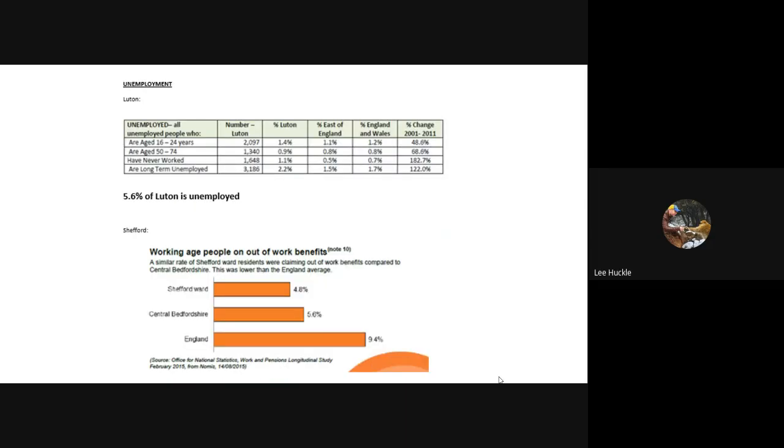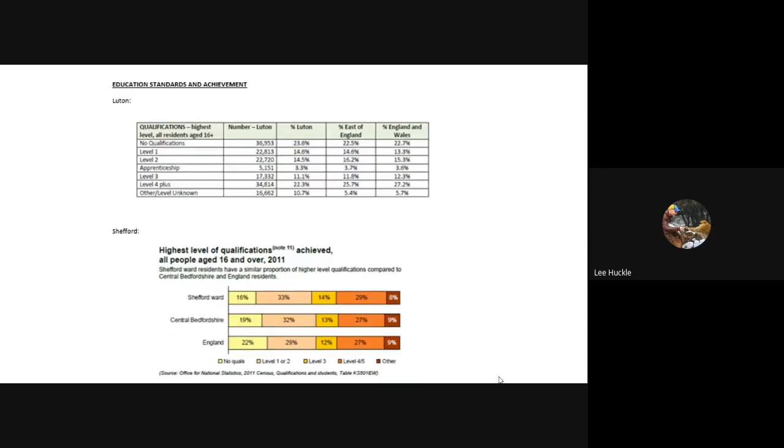You then looked at unemployment of Luton and Shefford and the differences in the unemployment rate. So you're looking for Shefford, the Shefford ward. So the Shefford ward unemployment rate is 4.8%, whereas in Luton, it's 5.6%. So more people in Luton are unemployed. And again, we'd have explored the reasons for why Luton has more unemployed compared to Shefford. And one of the reasons links very closely to educational standards. So you then looked at the educational outcomes of people in both Luton and Shefford and how they differ.